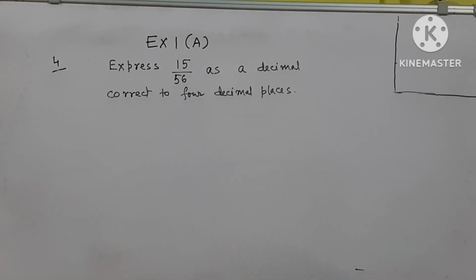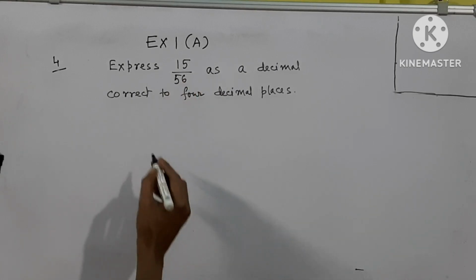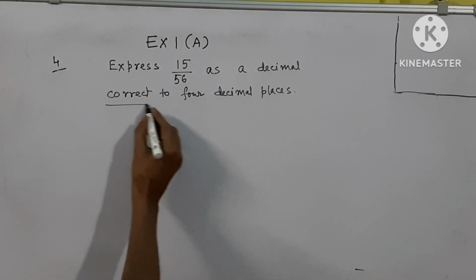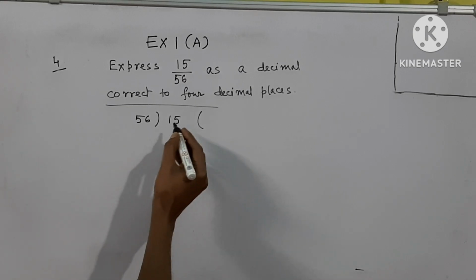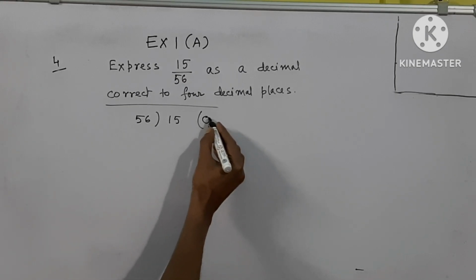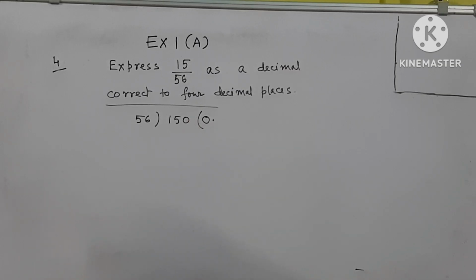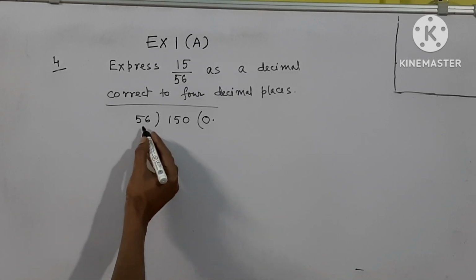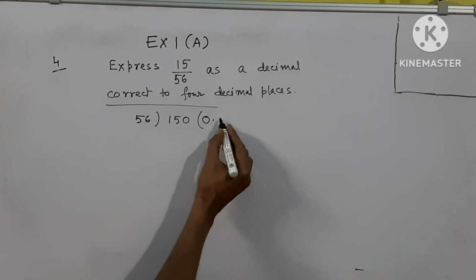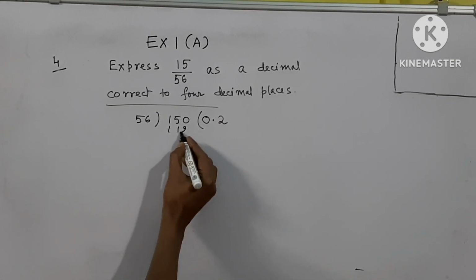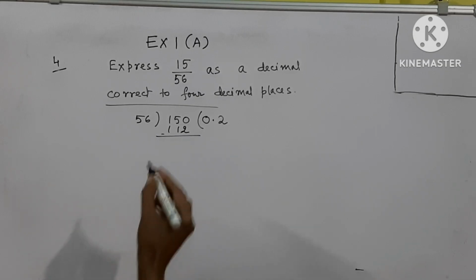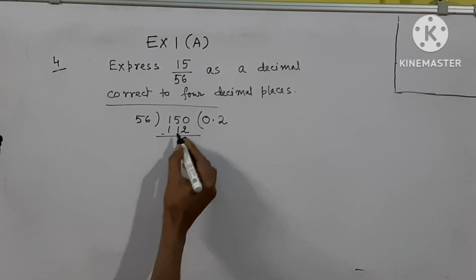Express 15 by 56 as a decimal, correct to 4 decimal places. So clearly you can see it is a division. You have to divide 15 by 56. So 56 is bigger, so you have to put 0 and then decimal and then 1 0. With 3 it will be bigger, so with 2 let's try, 112, subtraction, 38.